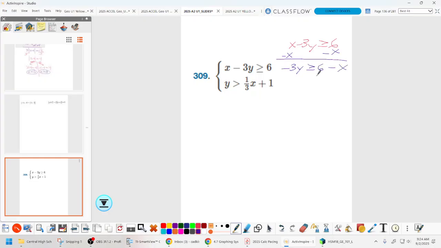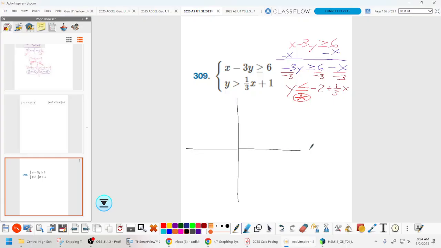And then divide by negative 3, but what does that mean? Because we're dividing by this negative, we have to flip the inequality symbol. So we get negative 2 plus 1/3. Remember to write it out front instead of with the x. So, okay, this needs to flip, so it's got to say less than or equal to. Anyway, now they're both ready to graph.